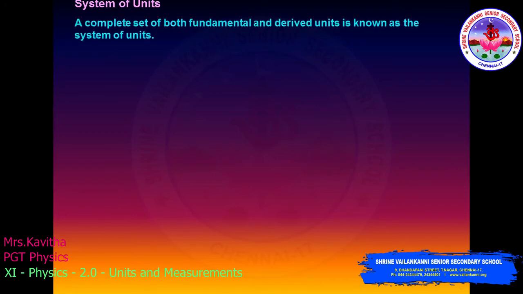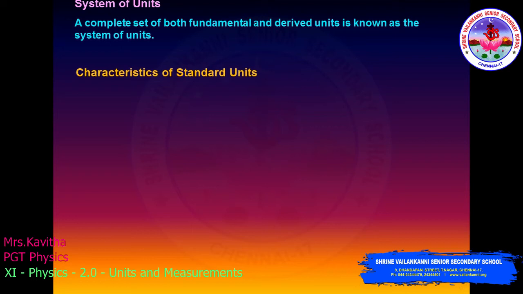What is a system of units? A complete set of units which is used to measure all kinds of fundamental as well as derived quantities is called a system of units.